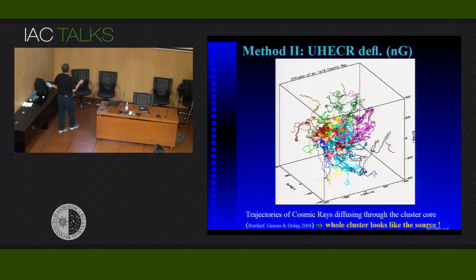So what that means is that if one of these sources of the ultra-high energy cosmic rays is sitting in cluster environments, then the whole cluster would appear as a source. Because inside the cluster you would get an isotropic distribution, and at a certain point you propagate outside.